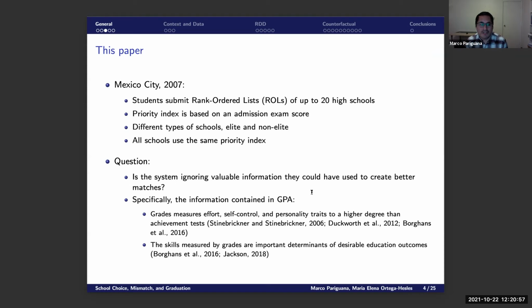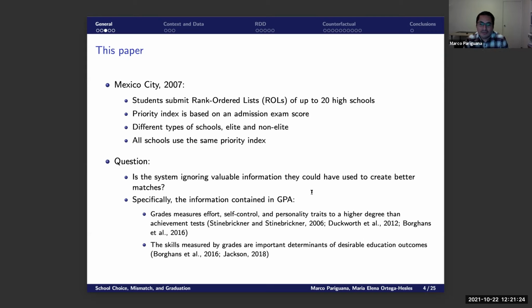So the question we're going to try to answer in this paper is, is the system ignoring some valuable information they could have used to create better student-school matches? Specifically, we're going to focus on the information contained in GPA. For example, there's been some literature recently that shows that, let's say, grades measure effort, self-control, and personality traits to a higher degree than achievement tests.